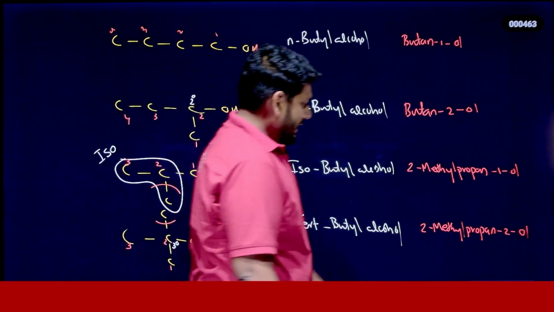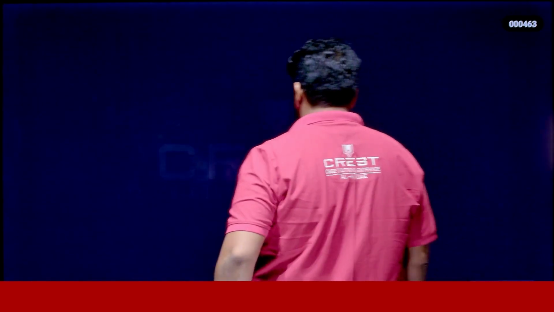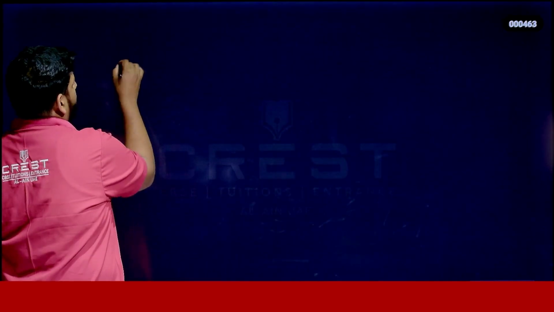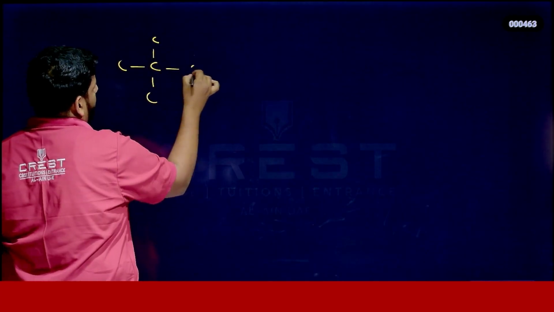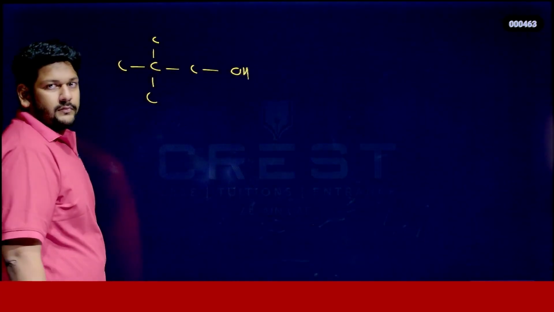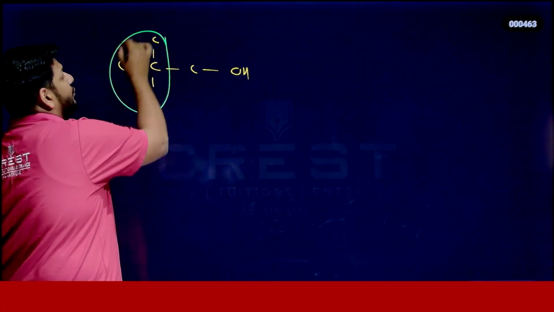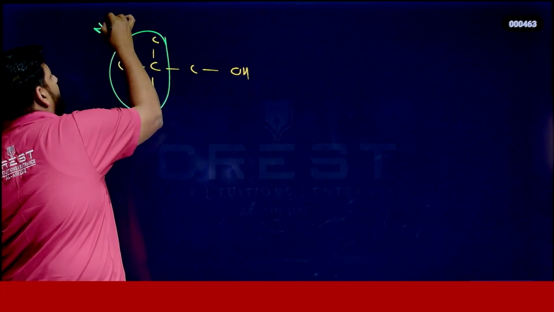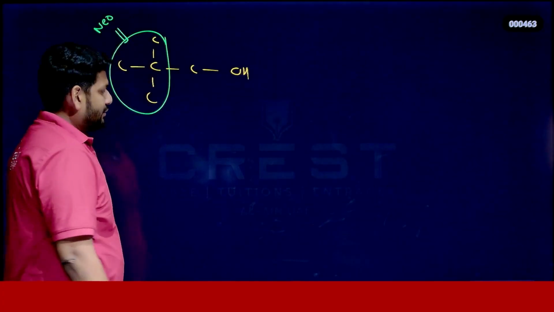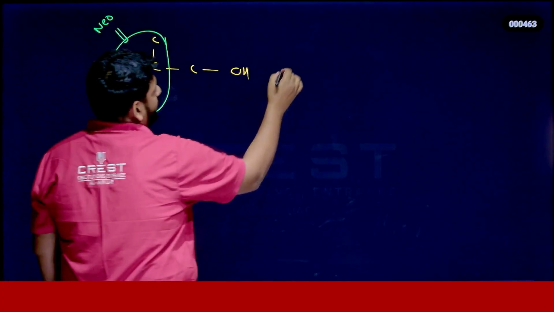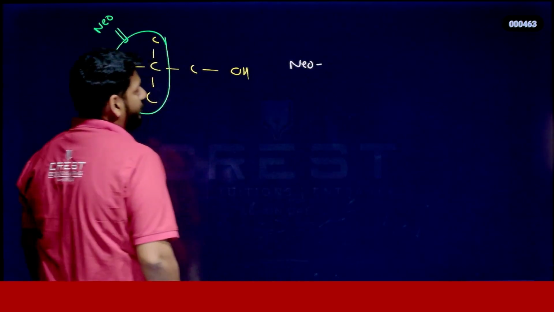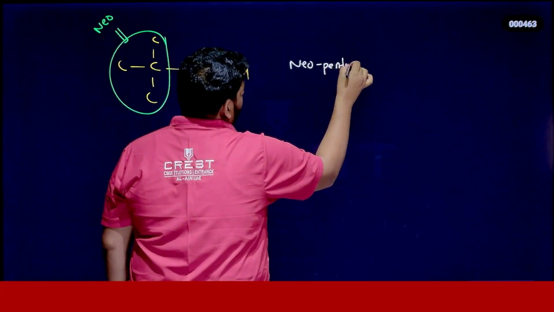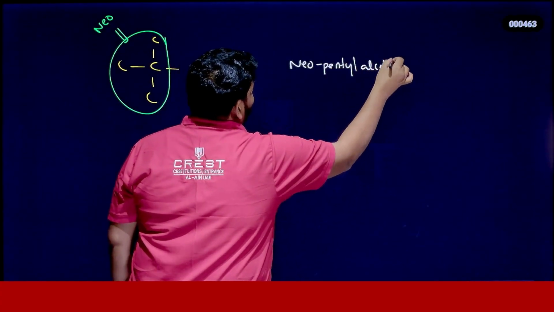That's all. I will give you one more example, like this one. Look here. Here we have 5 carbons, and at the end you have a group like this. Then you can call it neo. So what about its common name? The common name will be neo, and total you have 5 carbons, so neopentyl alcohol. Got it?